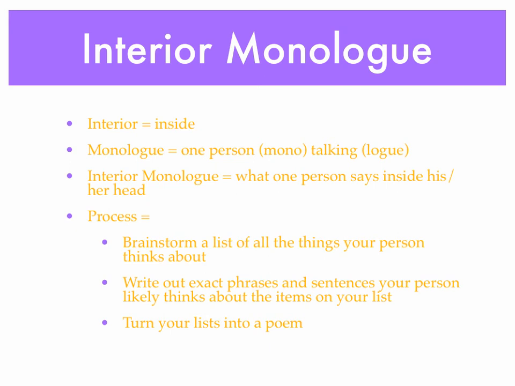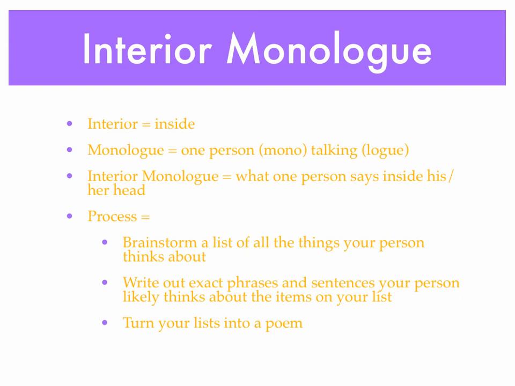So the process is to first brainstorm a list of all the things your person thinks about. If I was using my mom as an example, I might say she sometimes thinks about my brother and I. She sometimes thinks about my dad. She might think about chores that need to be done. She might think about her mother and father who have passed away a long time ago. All sorts of things.